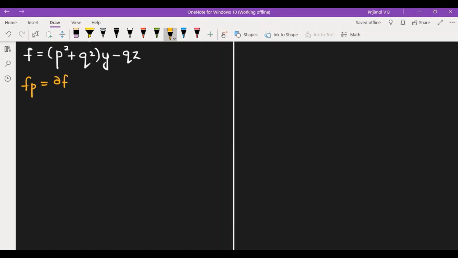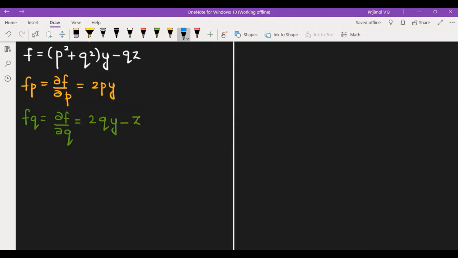fp is differentiating f with respect to p. When you differentiate with respect to p, all others, say x, y, z, q, are considered as constants. So you get 2py. Now next you have to differentiate f with respect to q. You get 2qy minus z.